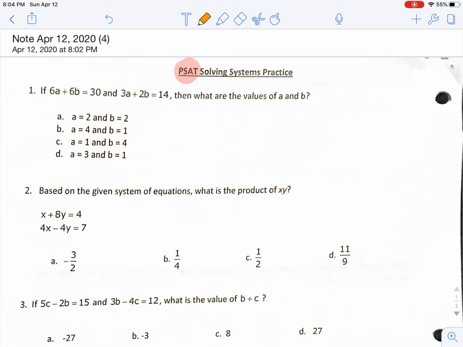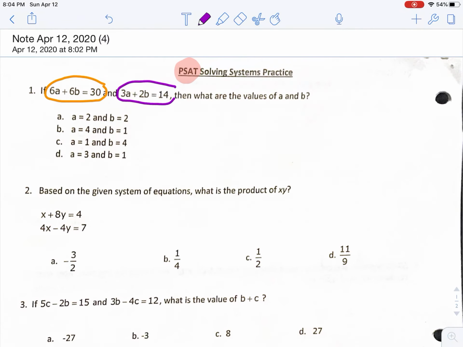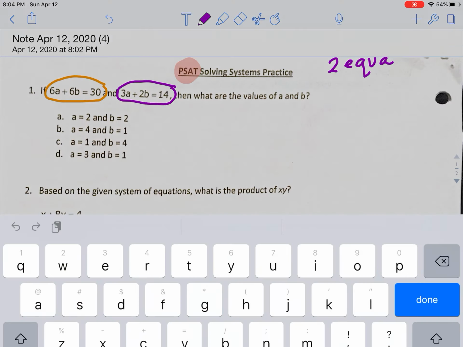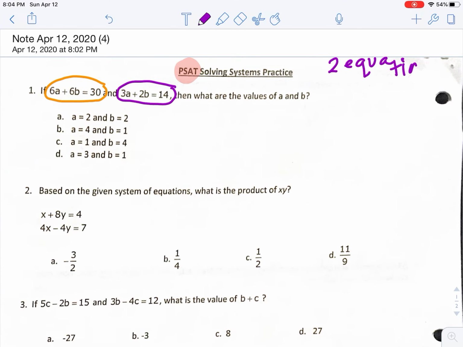Okay, so the first thing I want you to recognize is on question 1. If 6a plus 6b equals 30, so that's equation number 1. And then they also give you 3a plus 2b equals 14. So they give you two equations. Anytime you're given two equations, it is a system.